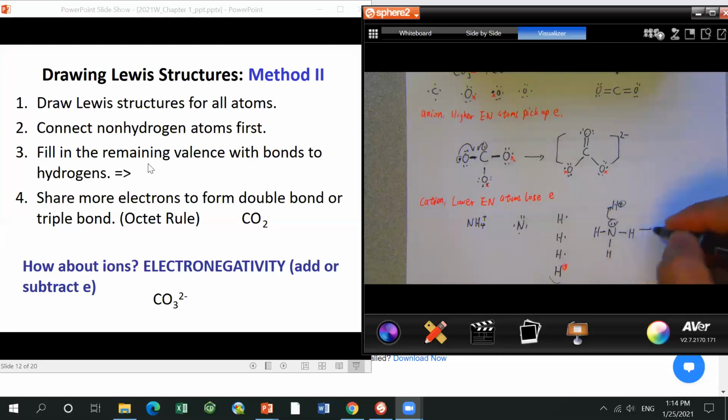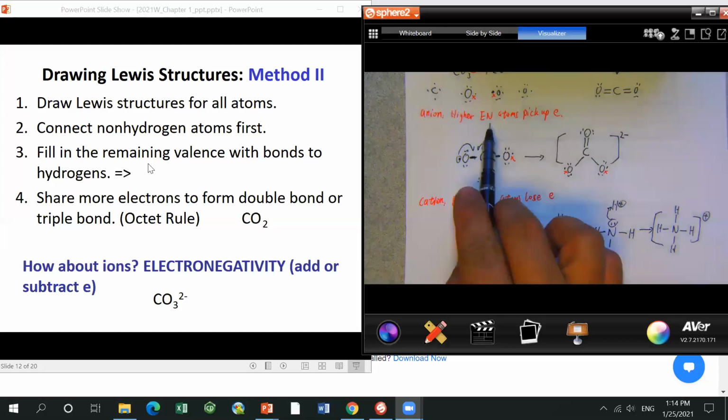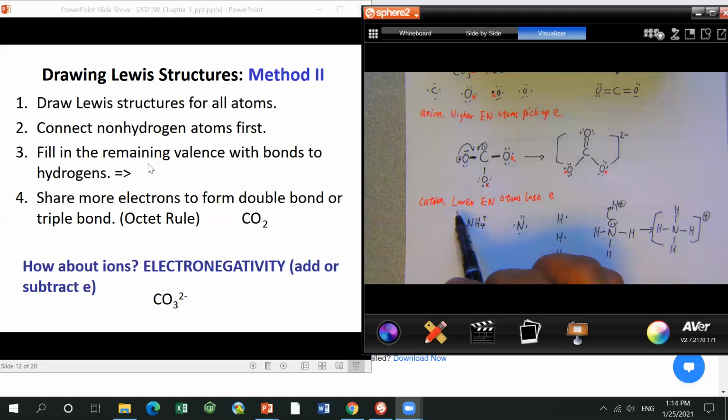So that can give you the final ammonium Lewis structure. But that's not done yet. You need to put in the brackets and then label the charge. That's how you use method 2 to draw the ion structure. Remember, high electronegativity atoms pick up electrons, anion. Lower electronegativity atoms lose electrons, cation.